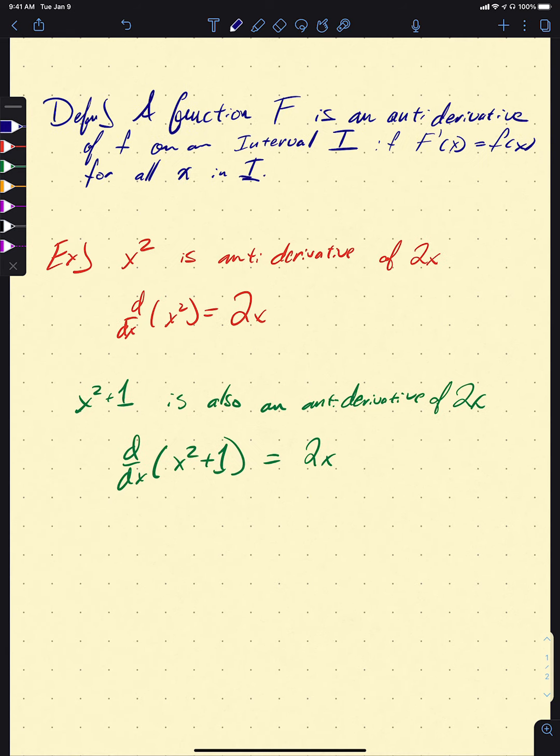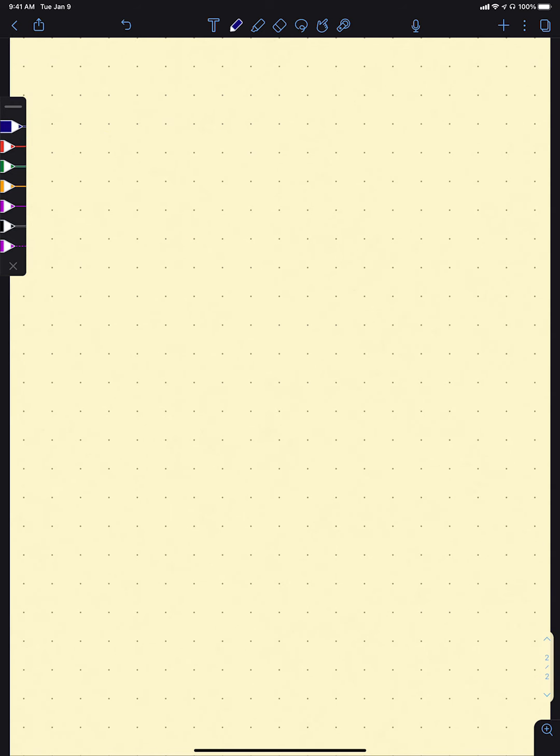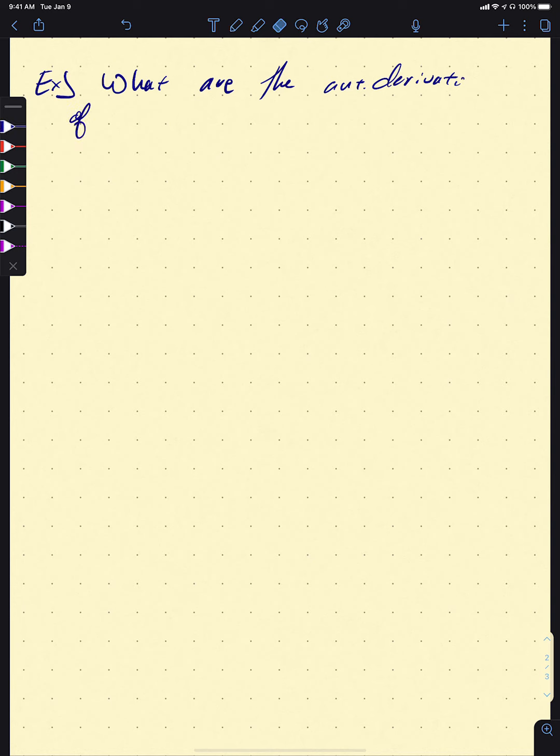Let's look at a function that is a little simpler, and we can ask, what are the antiderivatives of, let's just say, f of x equals 1? What functions can we take the derivative of and get 1?